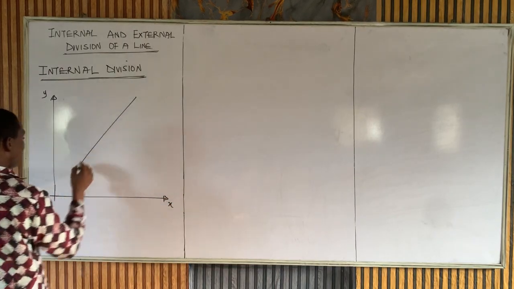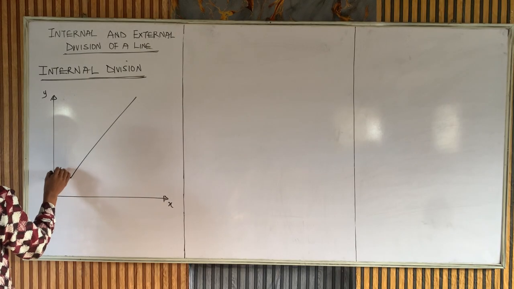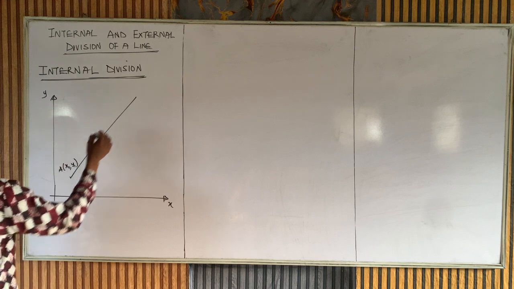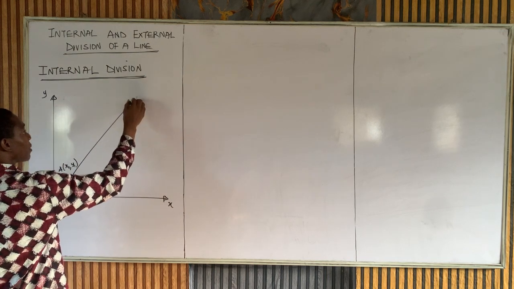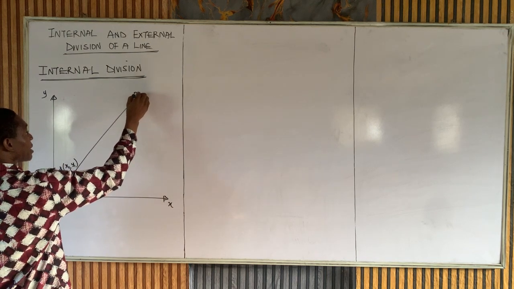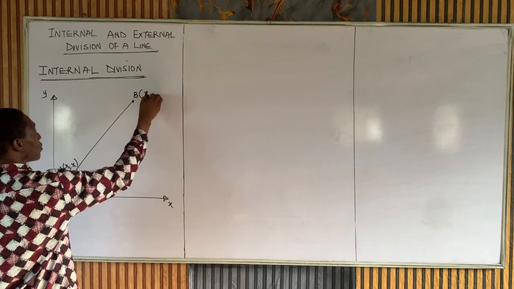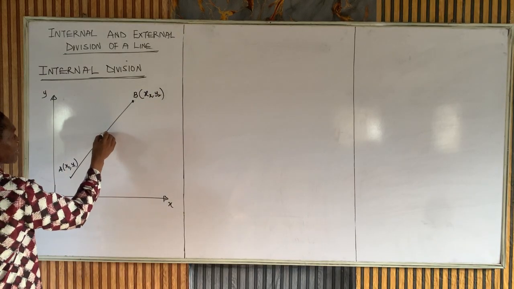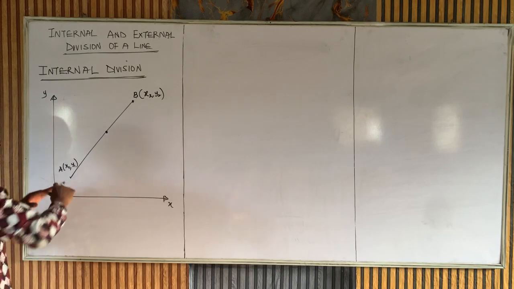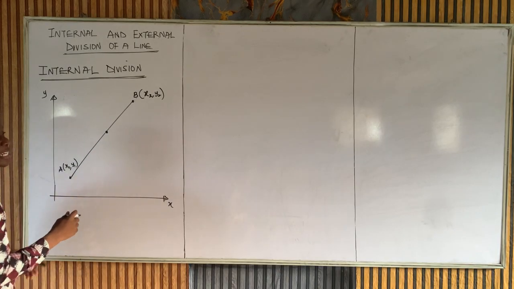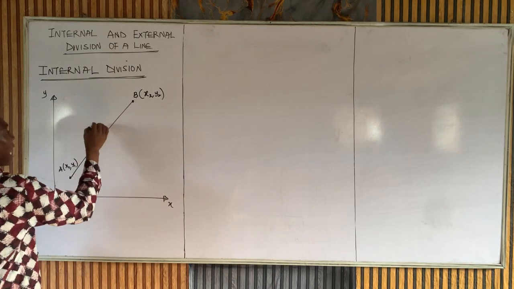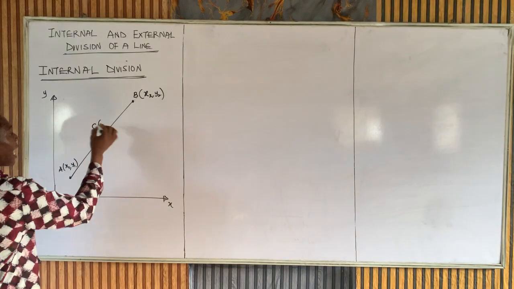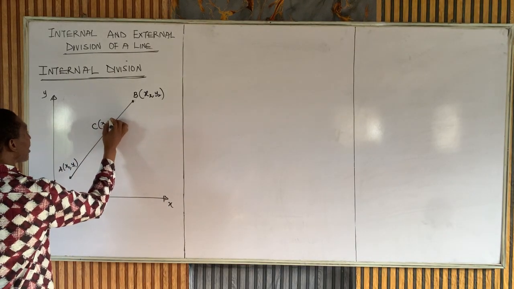Let's say this line AB, having a coordinate here x1, y1. And this is the point B, having a coordinate of x2, y2. So this is line AB. And let's say there's a point C that divides this line AB into a certain ratio R. And let's say this point C has coordinate of x, y.